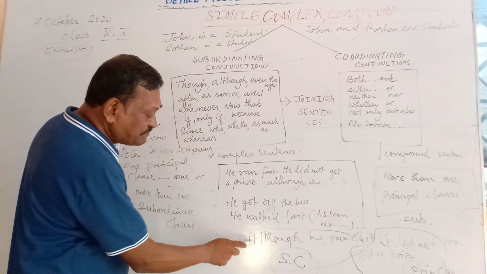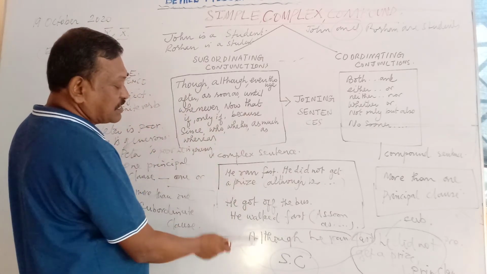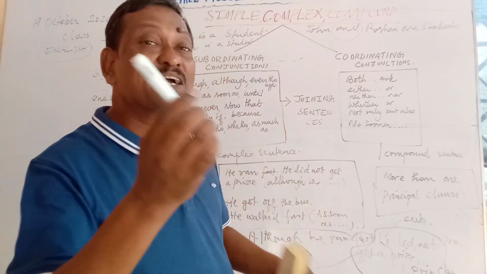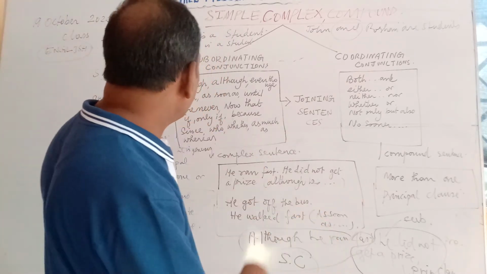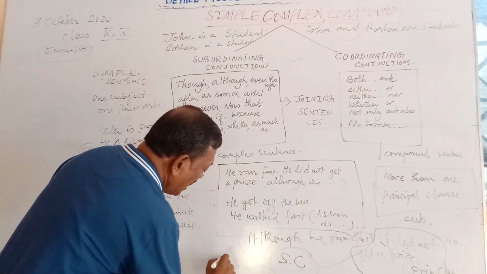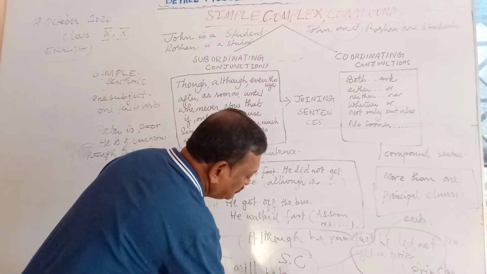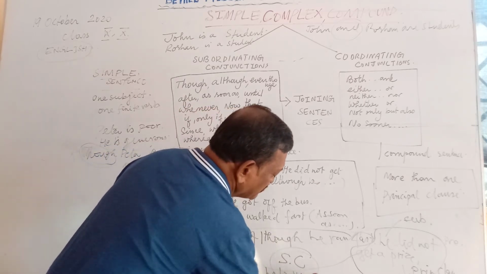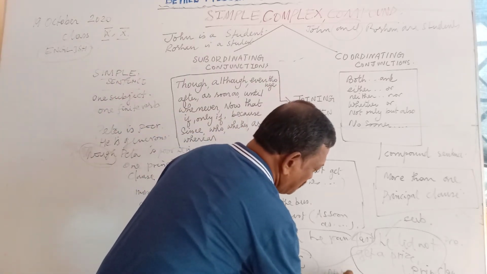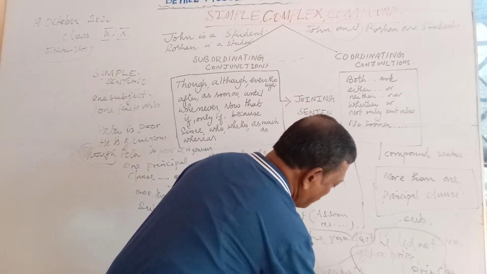Now, as you have seen, in this particular sentence the conjunction comes in the beginning. But sometimes the conjunction can come in the middle as well. Okay. I will help you. You must obey me.